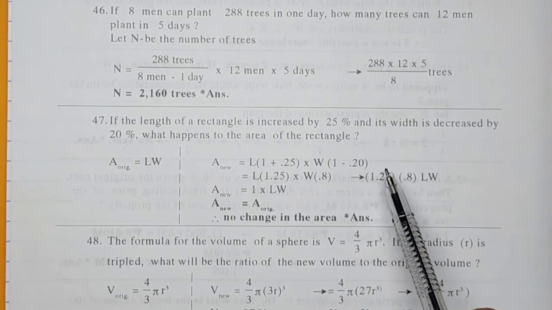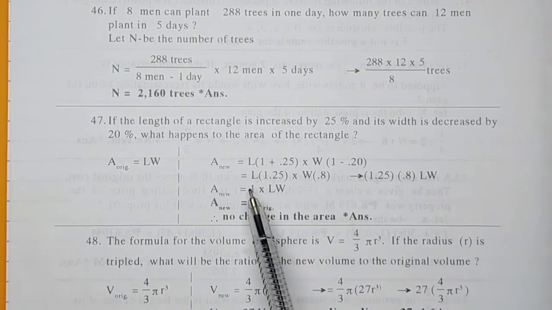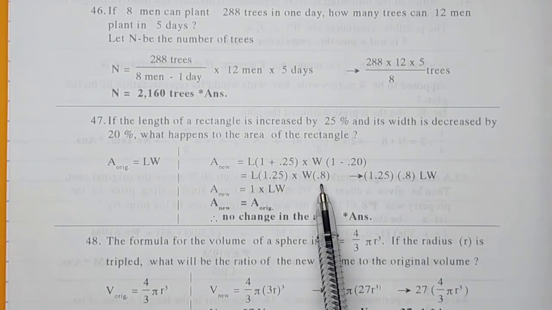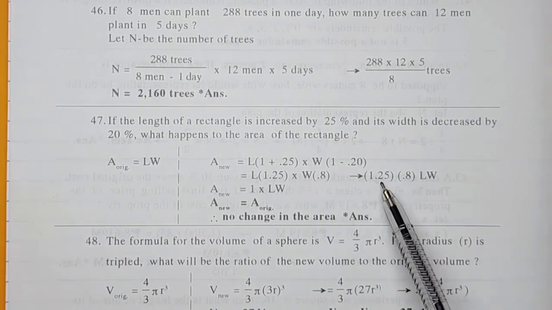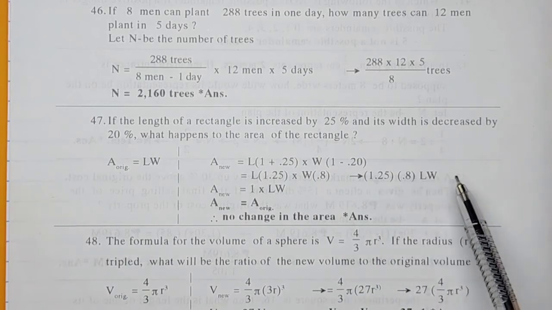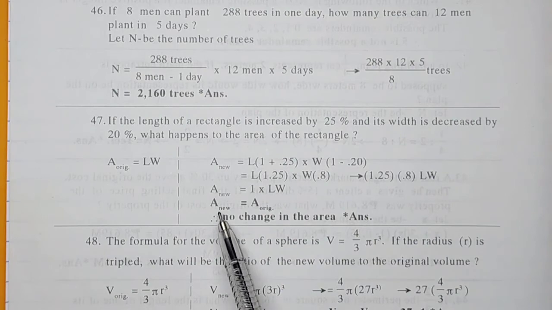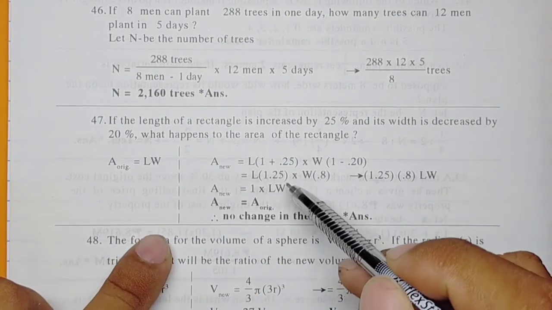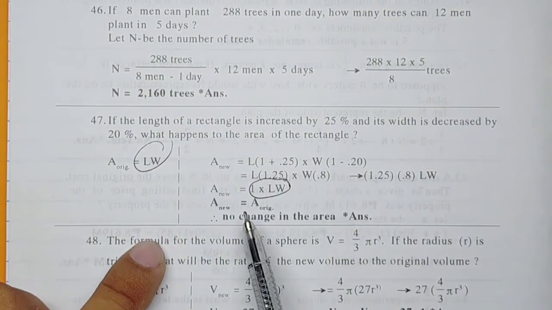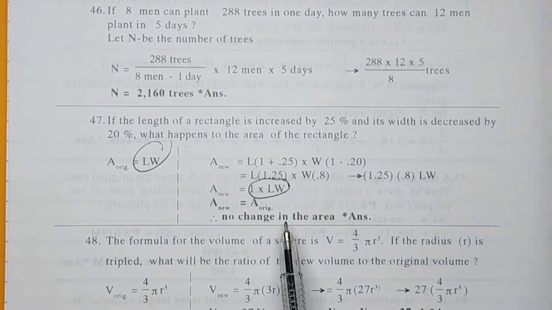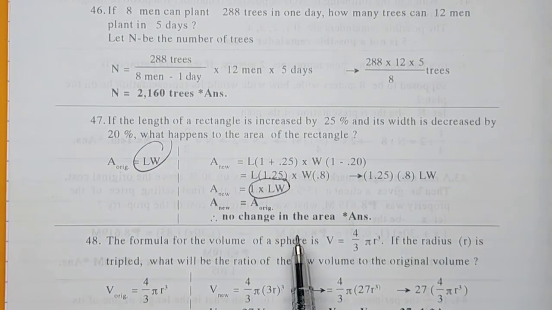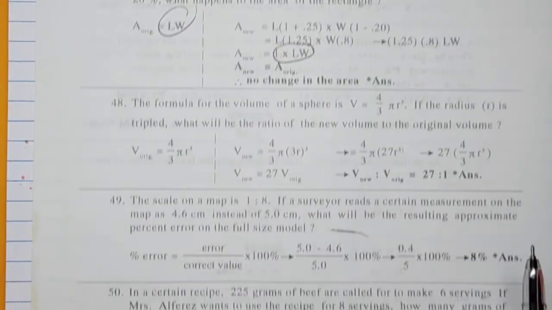times 1 minus 0.20 because you have to decrease it by 20%. So L times 1.25 times width times 0.8 equals 1.25 times 0.8 length width. Therefore, the area of the new is equal to 1 times length width. So it's the same here. Therefore, the area of the new is equal to the area of the original. No change in the area is the answer.